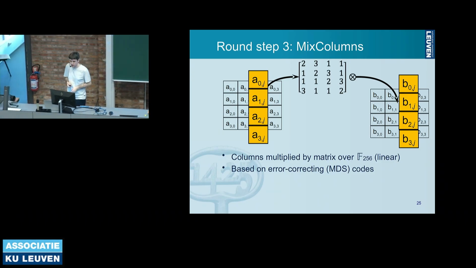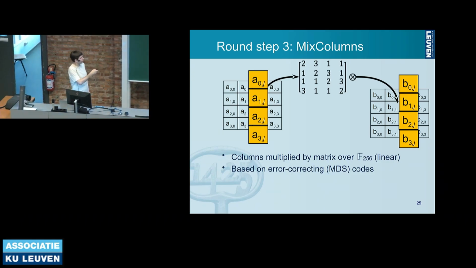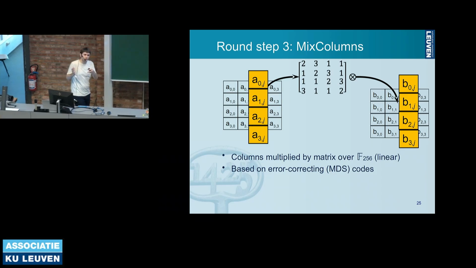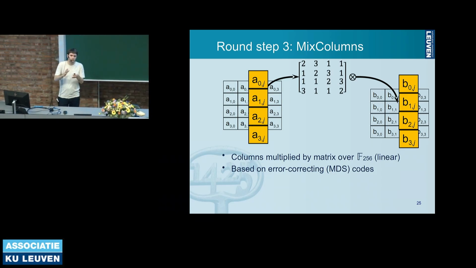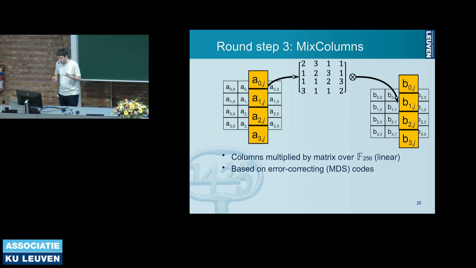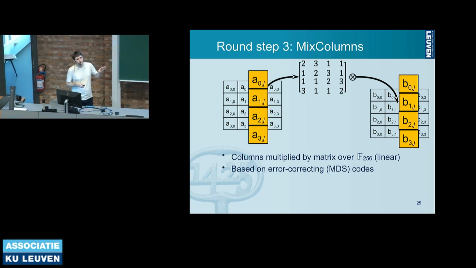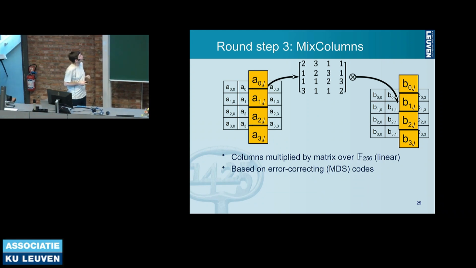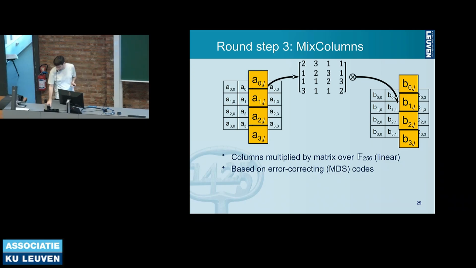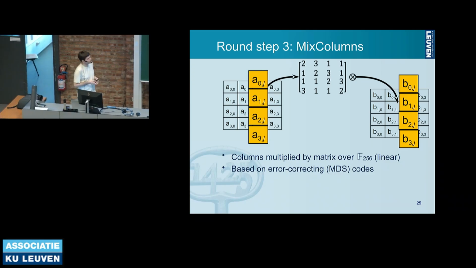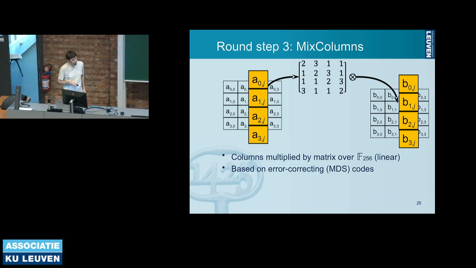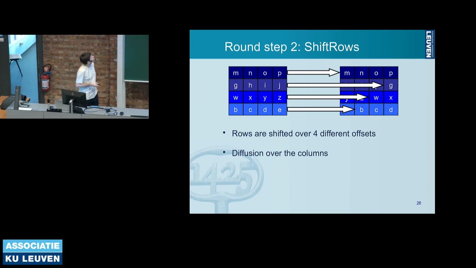And this matrix that is used here is chosen in a very special way, again because this gives us better resistance to linear and differential cryptanalysis. It's really optimized for that. And there's a relation in particular with MDS codes, but I will not really explain cryptanalysis, so it doesn't make sense to really go into details.